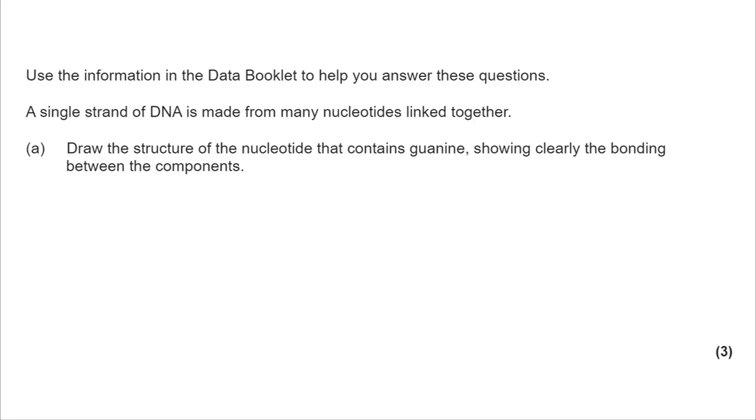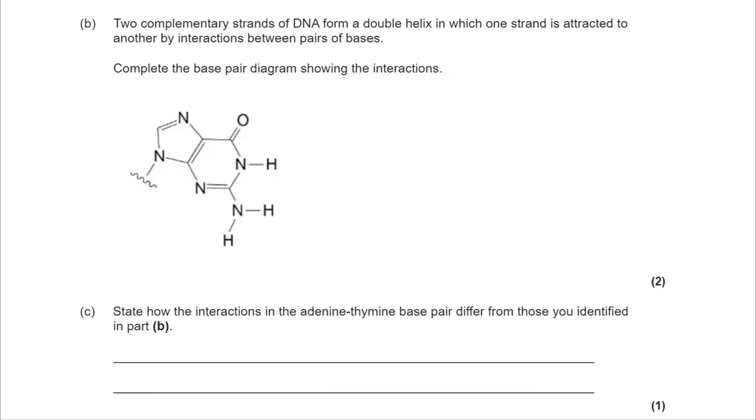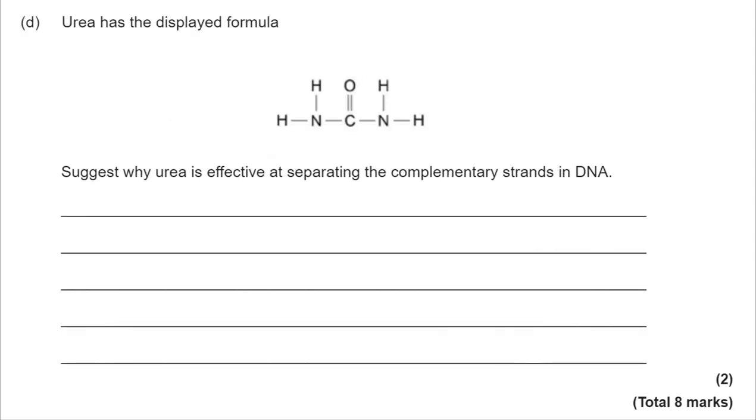This is an AQA A-level chemistry question, and it's based around the topics of amino acids and DNA. So if you have a look at each question, give it a go, and then once you've tried it, review your answers, pausing as you go. So here's part A, part B and C, and finally part D.